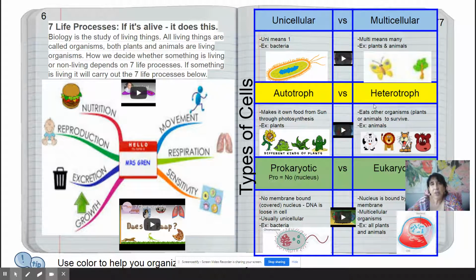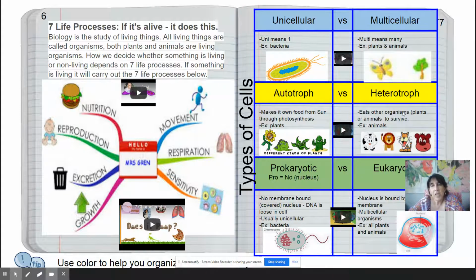The next set of terms is autotrophs versus heterotrophs. To remind you, autotrophs, the word auto means self. These are organisms that feed themselves. So plants make their own food from the sun. They capture the sun like little solar panels, and they make food for themselves called glucose through the process of photosynthesis. Okay, so plants are a great example of that.